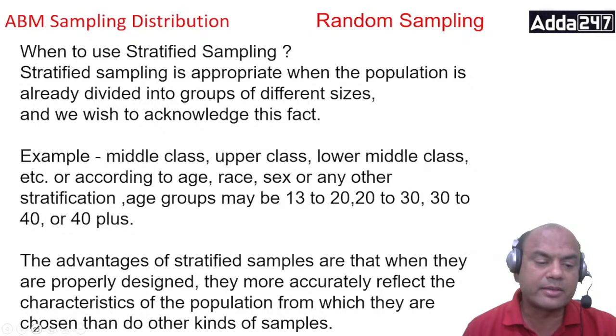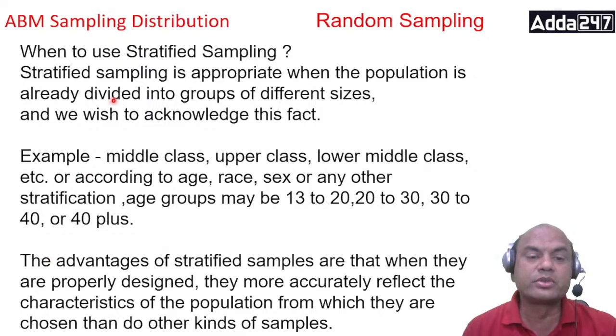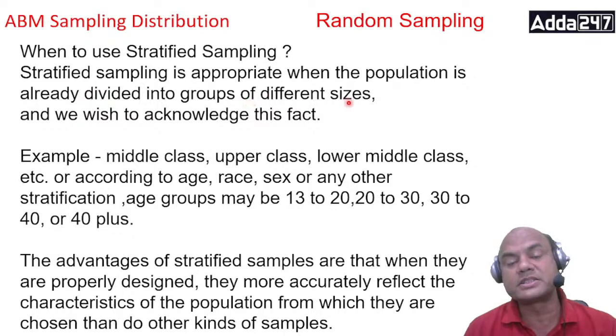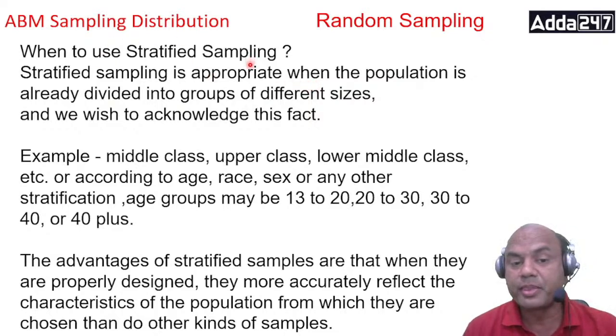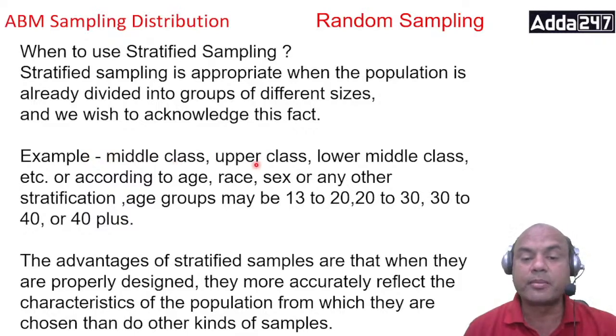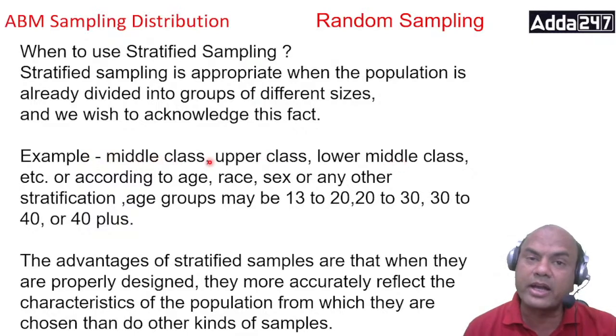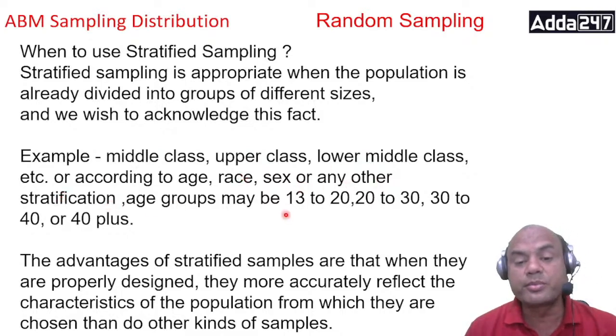When to use stratified sampling? When do you use this? Stratified sampling is appropriate when the population is already divided into different strata. It means I have already divided 40 to 50% marks, 50 to 60. Then stratified sampling is useful. Example: middle class, upper class, lower middle class. So I have divided this already, and then stratified sampling is of use. According to age, race, gender or any other stratification, age groups may be 13 to 20, 20 to 30, 30 to 40 and so on.